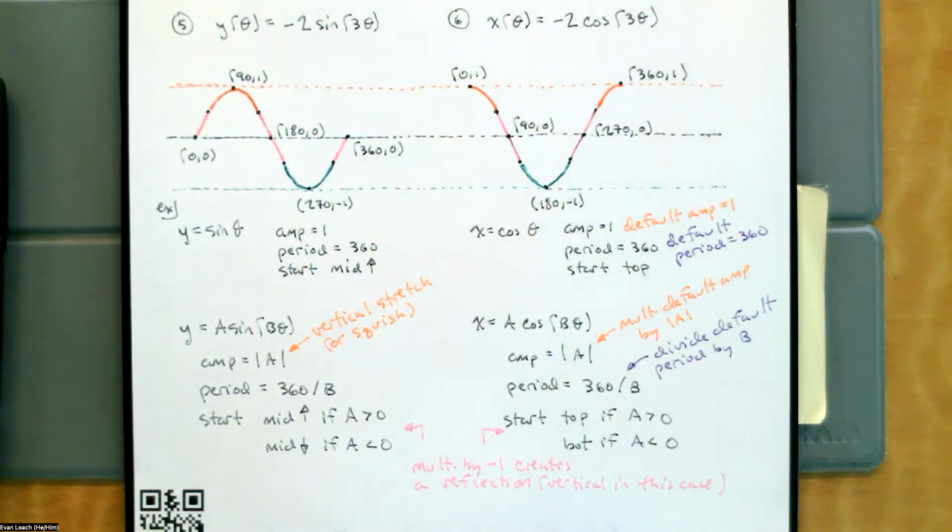Notice what we do with the coefficient of theta. That is the number we multiply inside the trig function. We take the 360, the default period, and we divide by that coefficient. We don't multiply by the coefficient like we did the amplitude. We do the opposite. We divide by that coefficient. Not the opposite, I should say the inverse. So this number B does produce a stretch or a squish, but this one is horizontal.